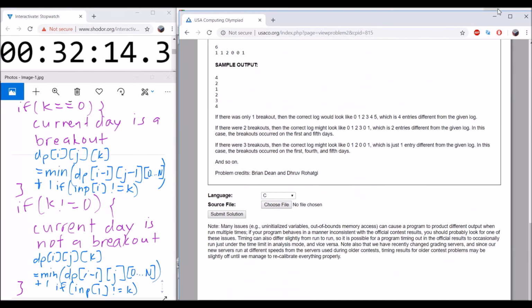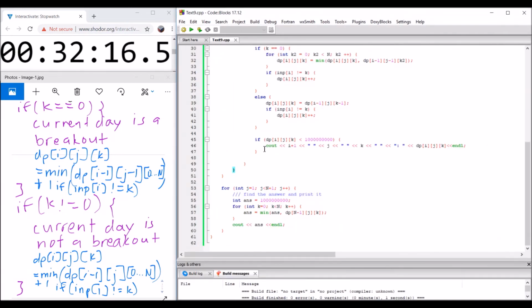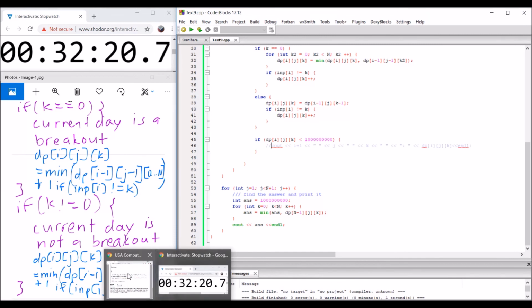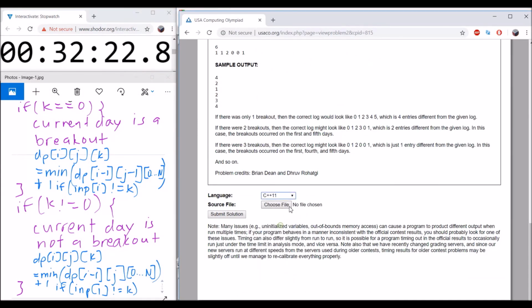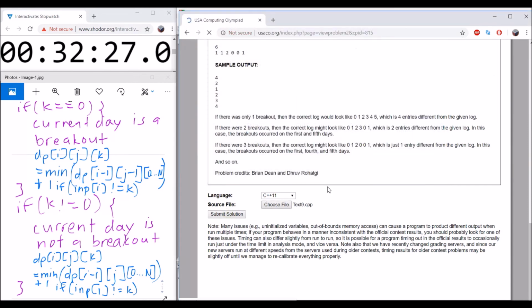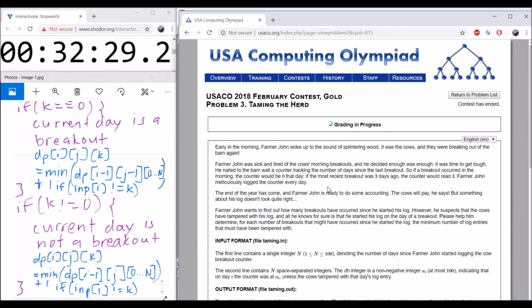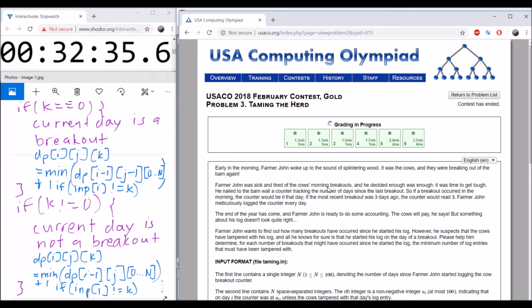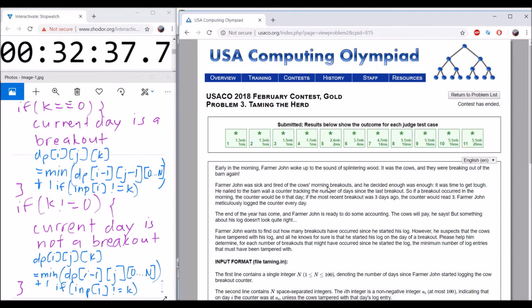Oh, I forgot to comment out all the print statements. That was really silly of me. And I got it. That's great.